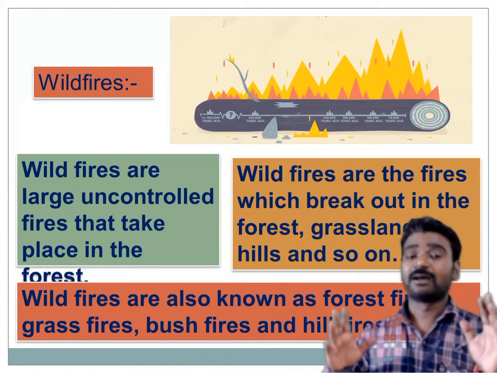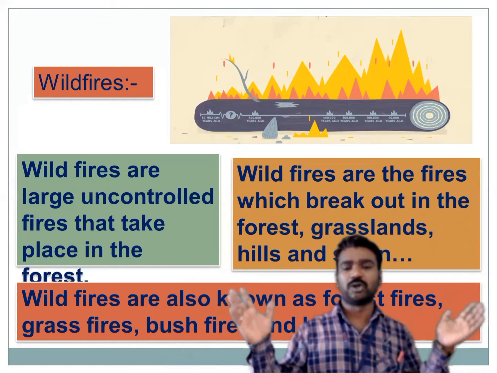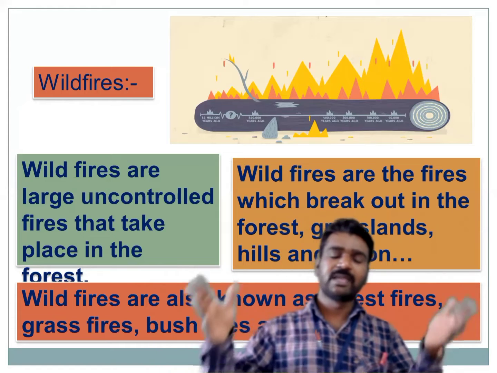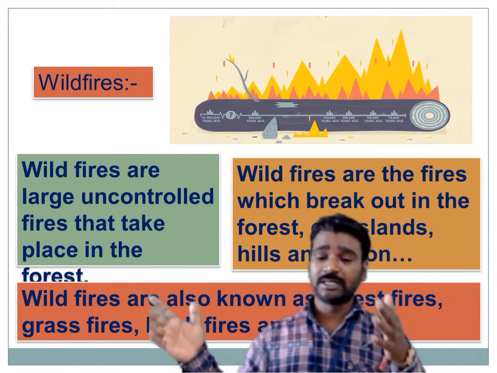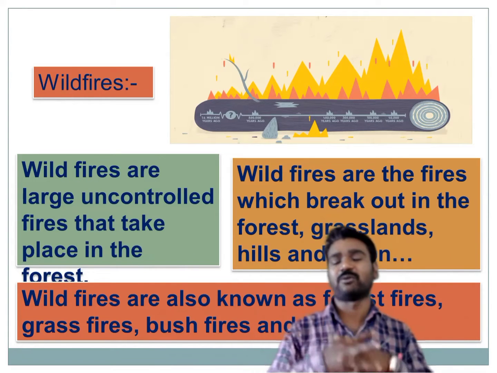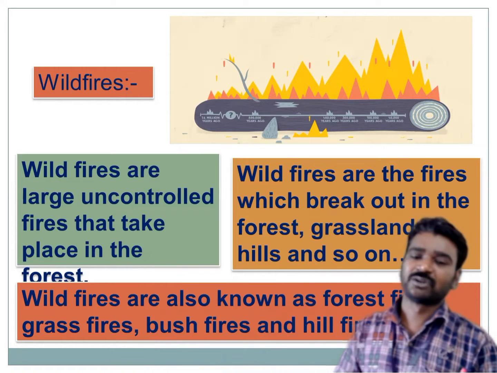Wildfires are large, very big and uncontrolled fires that take place in the forest. Most of the time they take place in the forest. They are uncontrolled, they spread to a wide area of the forest, and that's why we call them wildfires or forest fires.